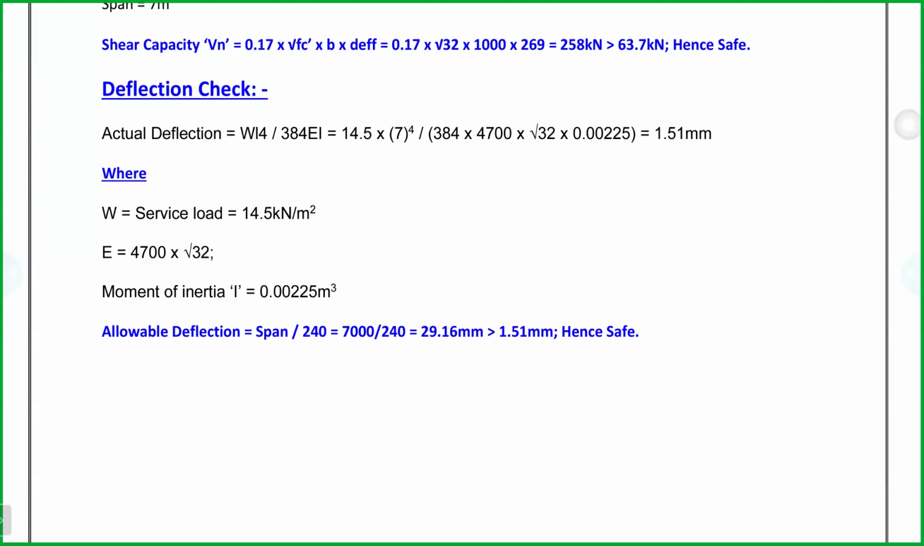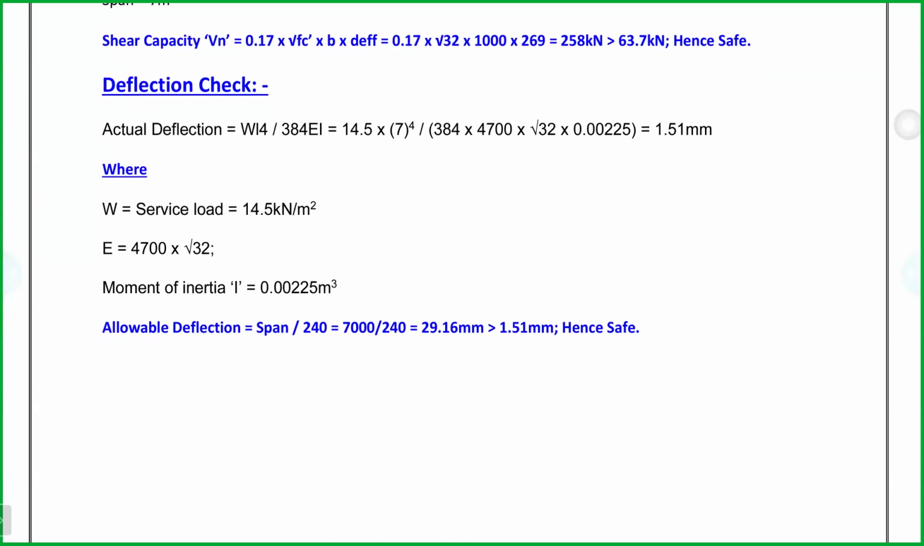So what is E? 4700 root of fc'. Okay, fc' as per code, the cubical strength should not be less than 40 grade. Any kind of structural elements, you should not go for less than 40 MPa. If it is 40, ultimately the cylindrical strength is what? 32, because it's 20% less.